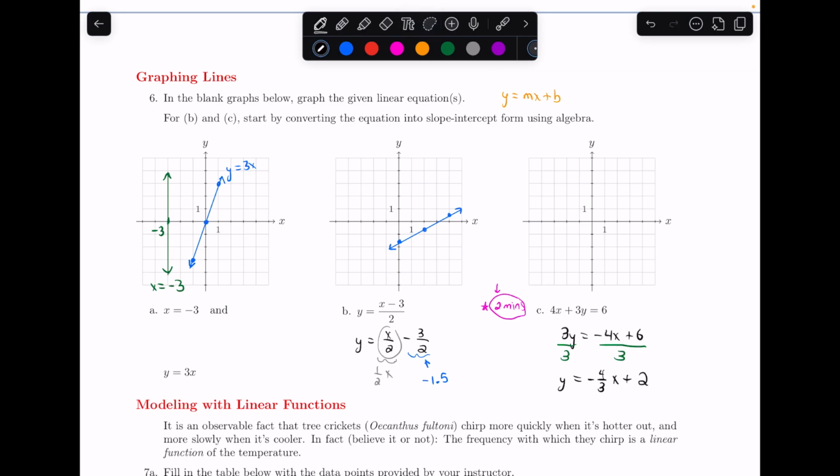So I see that the y-intercept is at 2. That's up here. And then the slope is -4/3. So I go rise 1, 2, 3, 4, down 4. And then over 3, 1, 2, 3. It's going to be going through this point here. And if I connect those, my graph is looking something like this. And there we have it. That is our line.